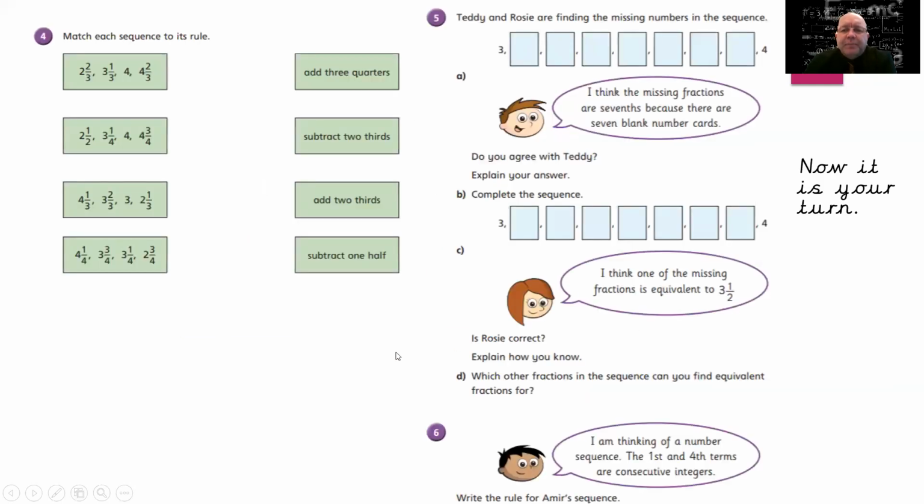Right, your turn again. 3 questions again. On question 4, we've got 4 sequences. I'd like you to draw a line to match each one to the rule. So what's going on in each sequence?